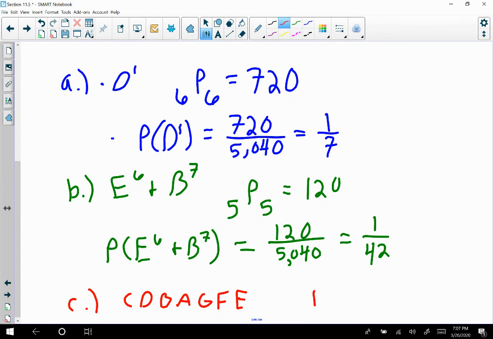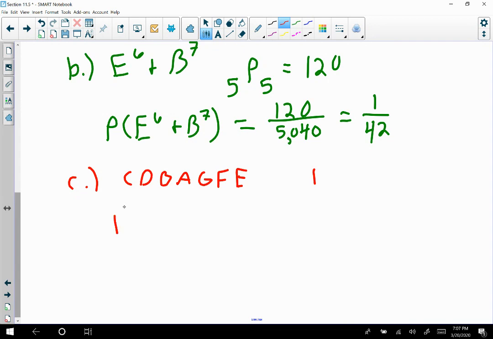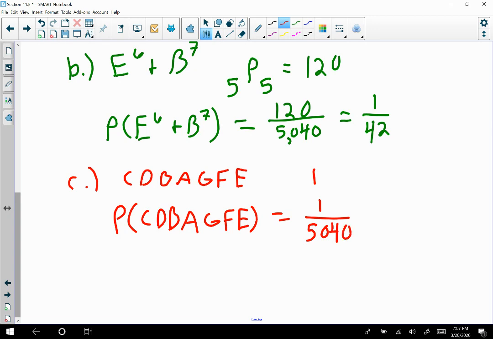And it has to be C first, D second, B third, A fourth, G fifth, F sixth, E seventh. There's only one way for that to happen, and you're looking at it. So if I want the probability of this situation, the probability of C, D, B, A, G, F, E, all you're going to do is take that one, slap it over 5,040. And there's your probability.